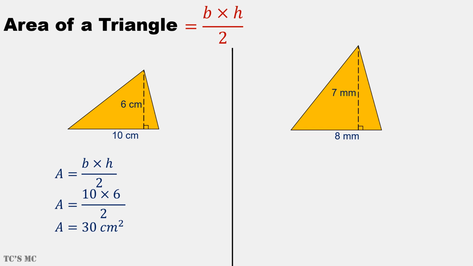Again, write out the formula, base times height divided by 2. The base is 8 and the height is 7. So 8 times 7 divided by 2 gives us 28 millimetres squared. Just like in parallelograms, if you're given any of the other lengths, do not use them. You only need the base and the perpendicular height.